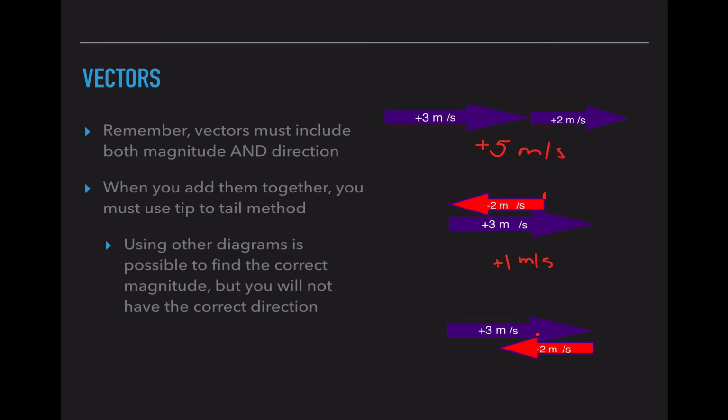So the third example is very similar. The only difference is we have the purple arrow drawn first. Notice how this tail is by itself, and then we have a point of an arrow and a tail at the same location here. That's tip-to-tail method. So you go 3 meters per second to the right first, then 2 meters per second to the left. The total final answer is again positive 1 meter per second or 1 meter per second to the right.